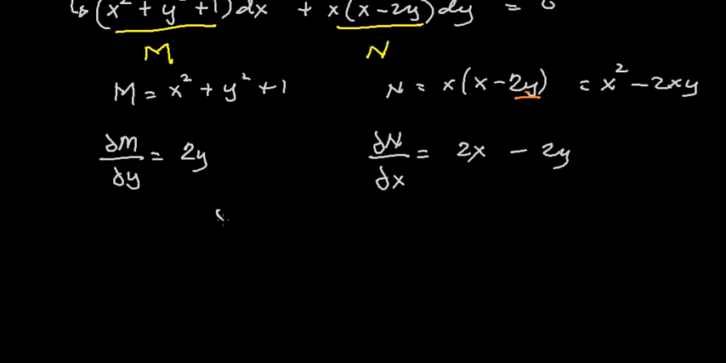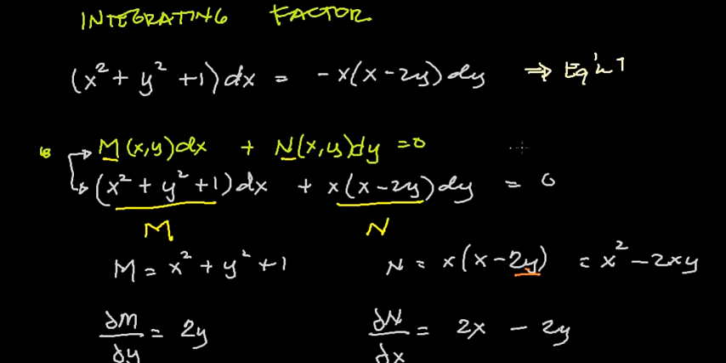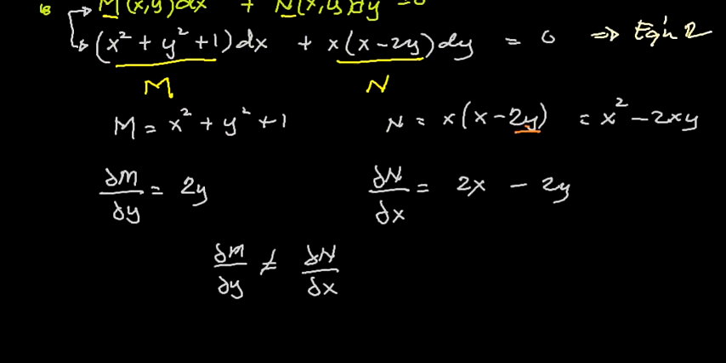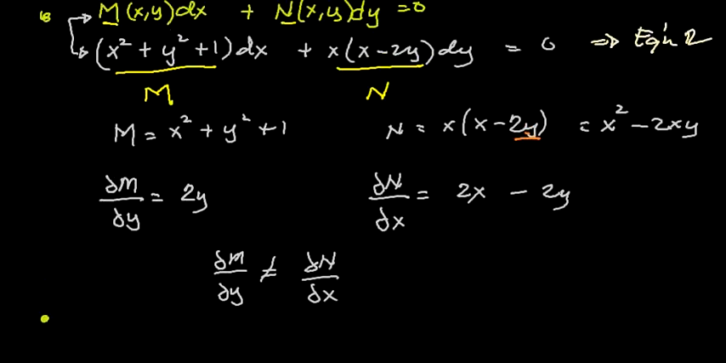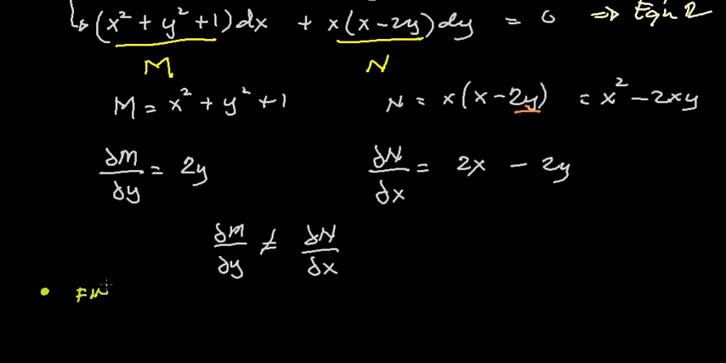As you can see, the partial derivative of M with respect to y is clearly not equal to the partial derivative of N with respect to x. So our given differential equation from equation 1, let's call this also our equation 2, after the evaluation is not exact. The next step is to find the integrating factor to make our equation 2 exact.